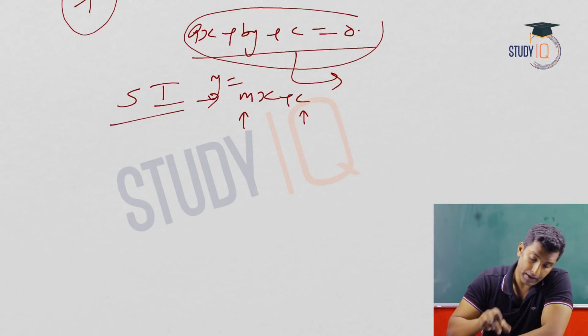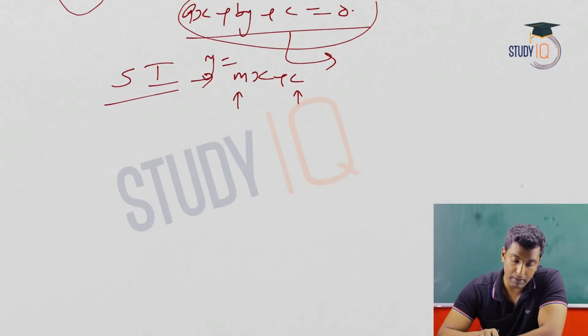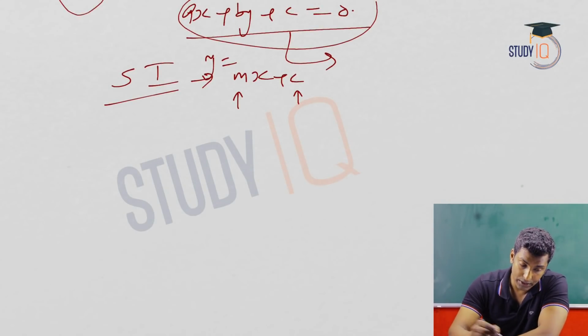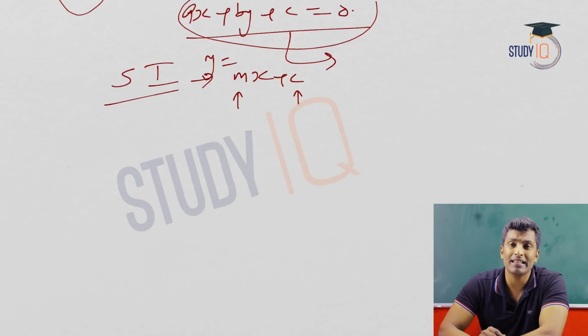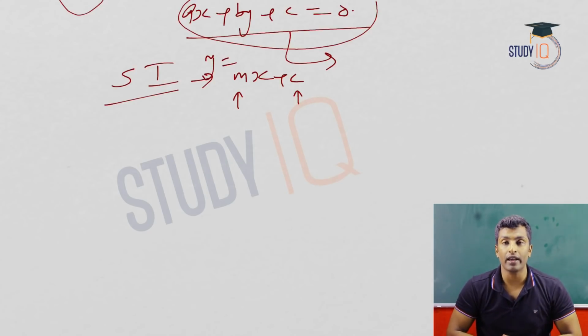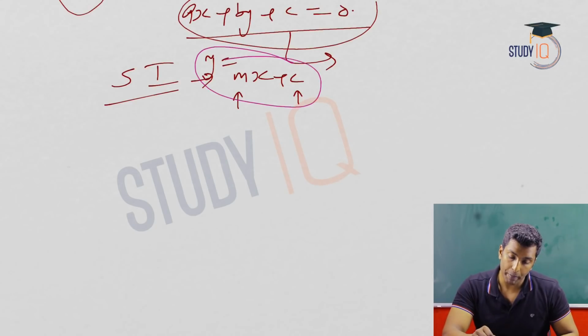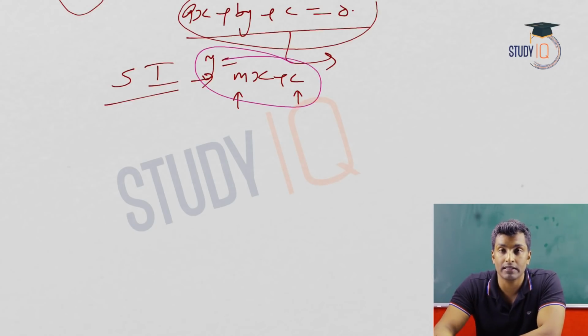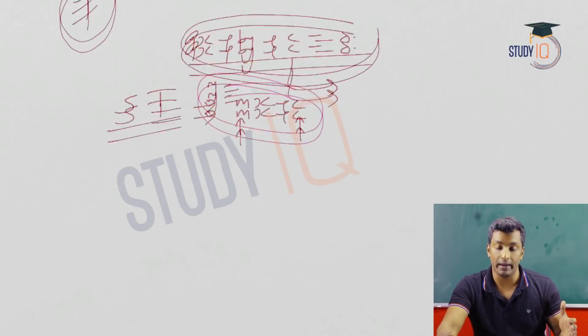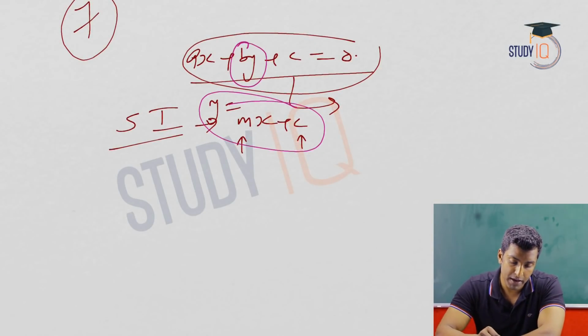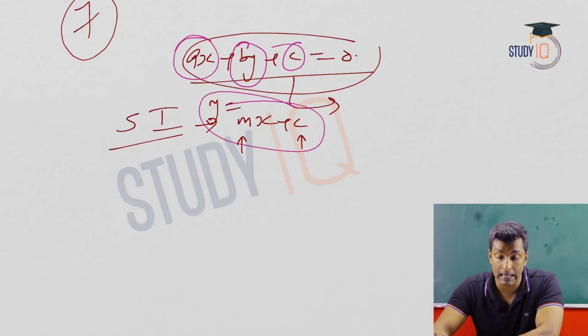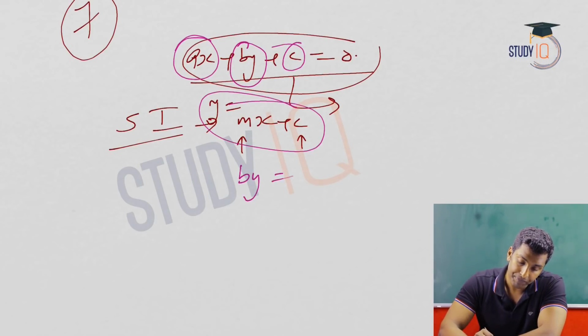So I'm taking this general equation ax plus by plus c equal to 0. There are 2-3 methods in which you can do this. You can just keep y on one side, because slope-intercept form is y equal to mx plus c, so on the left hand side I need y. So keep by on the left hand side and take ax and c to the other side. That is the first step. So by equal to minus ax minus c.